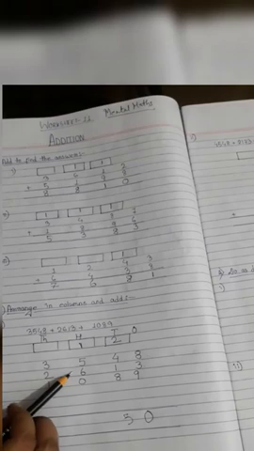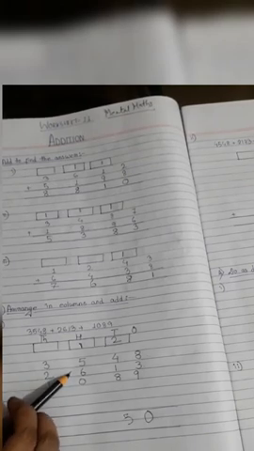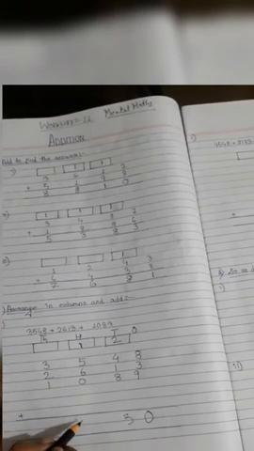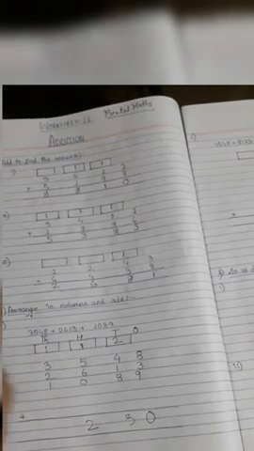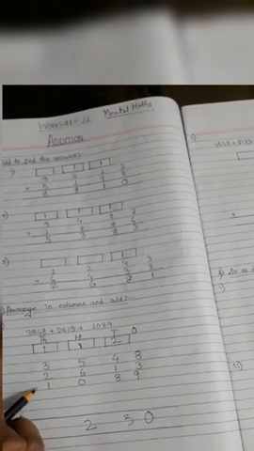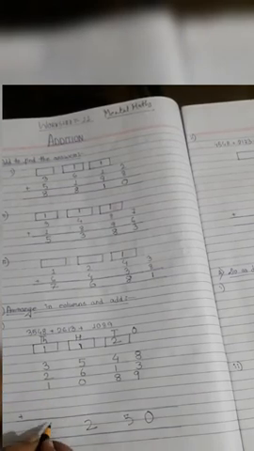Now 5 plus 1 is 6, 6 plus 6 will be 12. So what you have to write down? You have to write down 12, that is 2 at the hundreds column and 1 at the 1000 column. Now 3 plus 1 is 4, 4 plus 2 is 6, 6 plus 1 is 7. So 7 at the 1000 column. So the answer will be 7250.